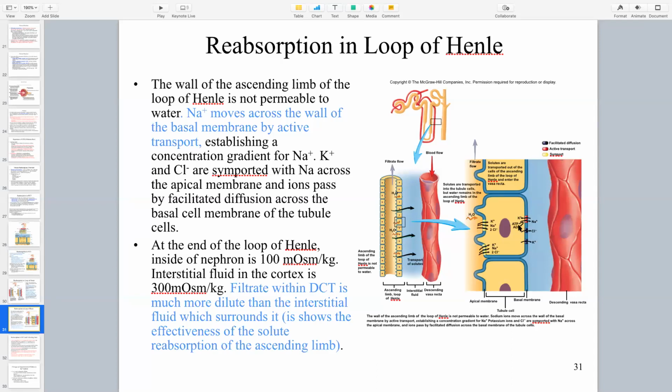We call these channels the sodium, potassium, chloride co-transporters. And you are able to reabsorb sodium and potassium chloride from your filtrate. Keep in mind that filtrate now is very concentrated because all that water had moved out on the descending limb. So that filtrate is going to be high in sodium, high in potassium, high in chloride. And we're going to pump it all out.